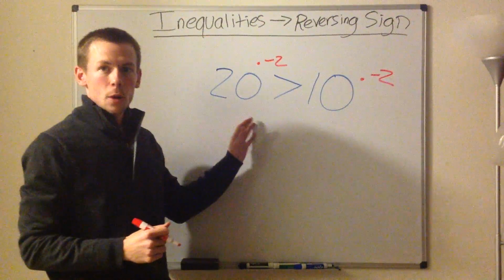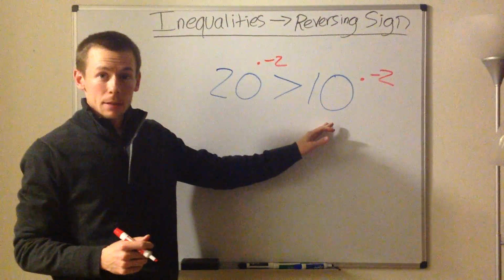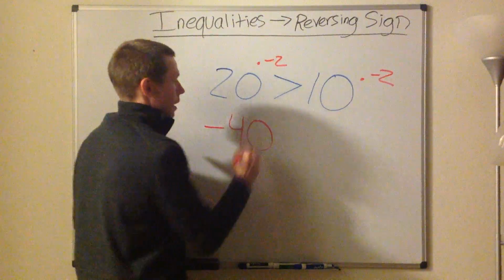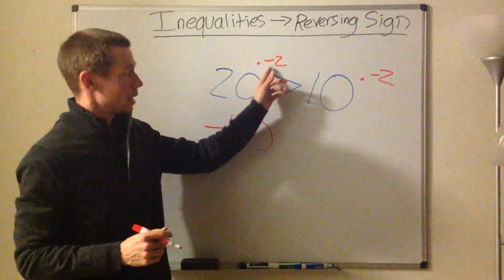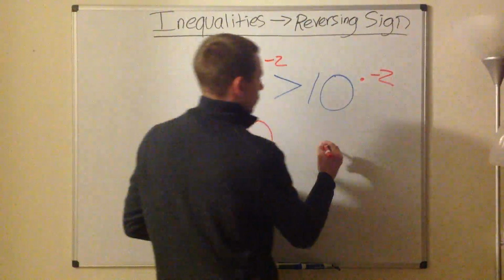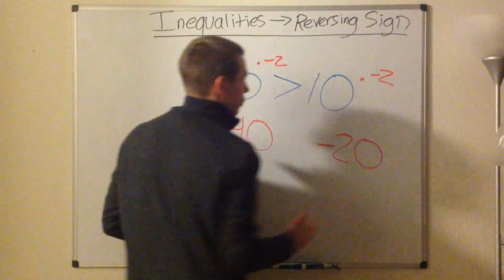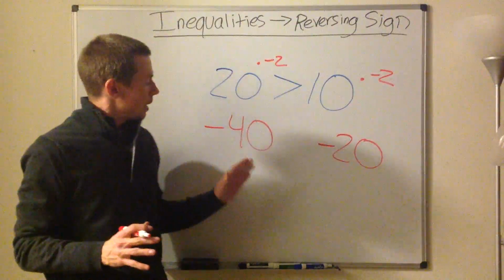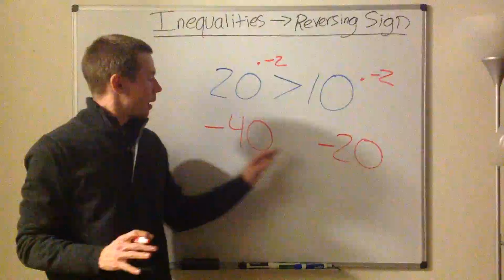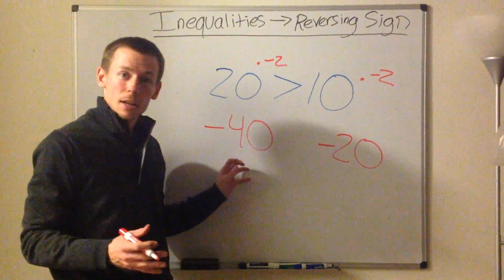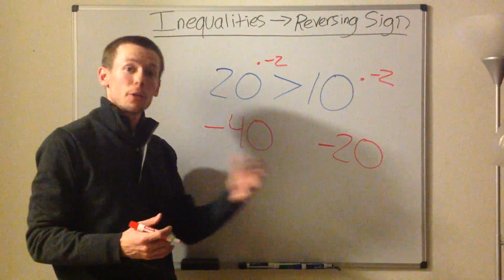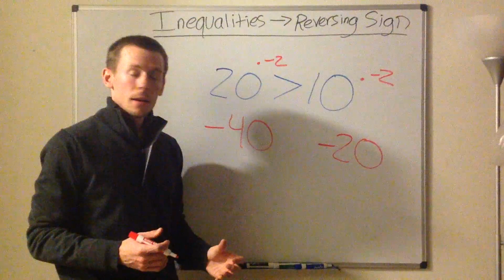Well, let's say I multiply 20 by negative 2 and I multiply 10 by negative 2. 20 times negative 2 is negative 40, because a positive times a negative is a negative, and 20 times 2 is 40. And 10 times negative 2 is negative 20. Now the tricky part here is, is negative 40 larger than negative 20? No, actually. It's worse to be $40 in debt than it is $20 in debt. In other words, if you owe $40, you're further in debt than you are if you only owe $20.